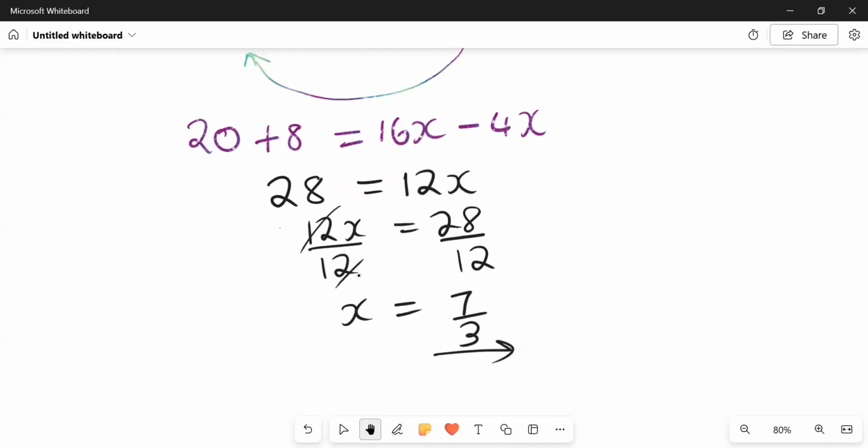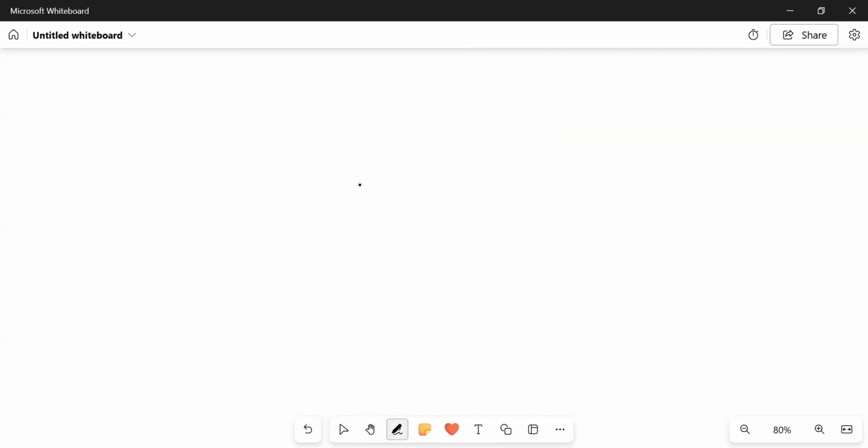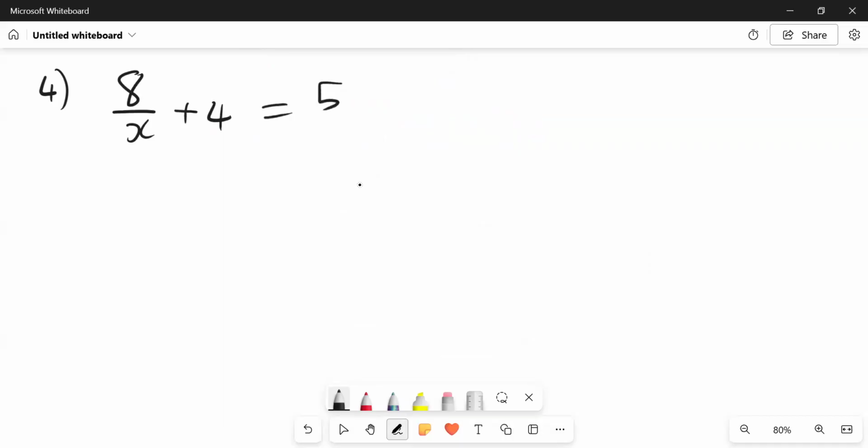And then now we move to example 4. Example 4, it involves fractions now. So you have your example 4. We're still solving for x and we are given 8 over x plus 4 equals to 5 over x plus 3 over x.